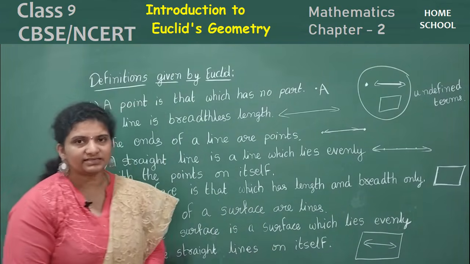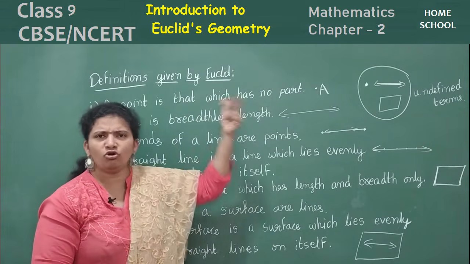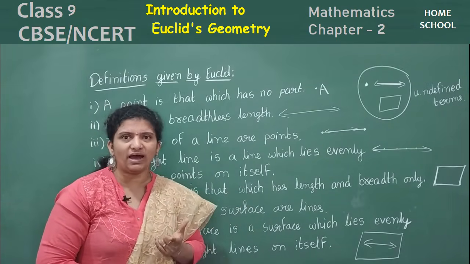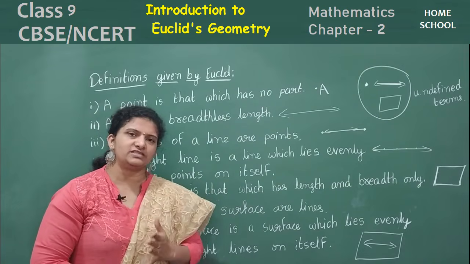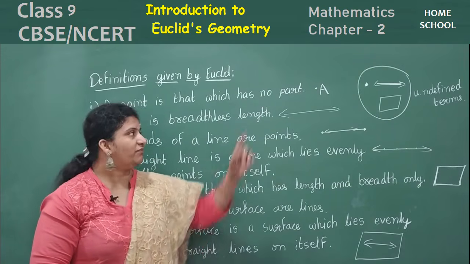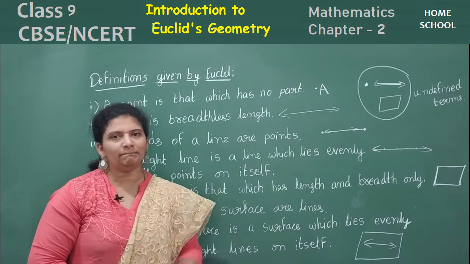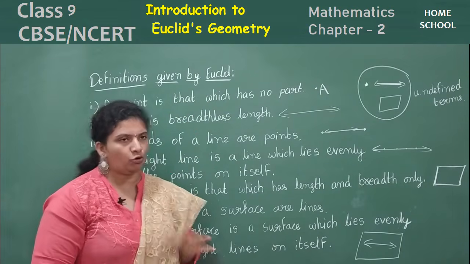So once again, let's see all these points here. A point is that which has no part, whereas a line has many parts. Do you know that? Suppose you break a line into pieces, there are many parts. But a point, we cannot divide into any part. So we can say, a point is that which has no part.